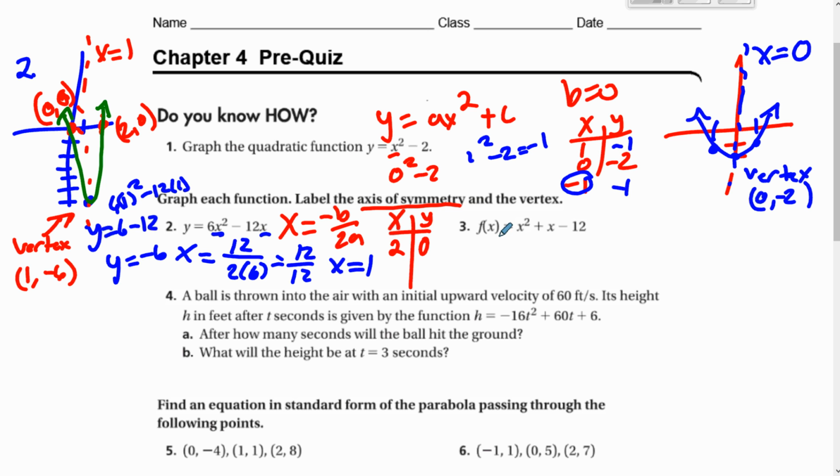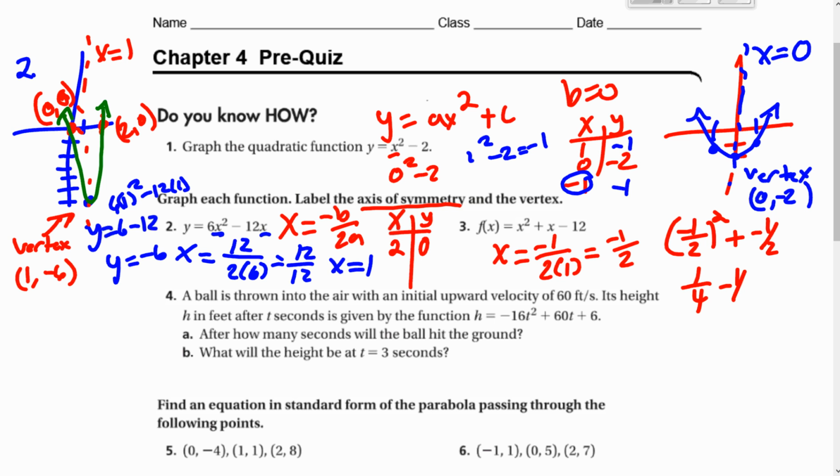Okay, this one, our b is a little bit different, right? x equals -b over 2a, so our b is 1. So I take the opposite of that and divide it by 2 times our a. Our a is 1. So we have x equals -1/2. And here, when I plug it in, I have to do a little more work. I have to take -1/2 and square it, which is -1/2 times -1/2, which is 1/4. Then I add my x, which is -1/2. And then I'm going to subtract 12. A quarter minus a half is negative a quarter. And negative a quarter minus 12 is negative 12 and a quarter.